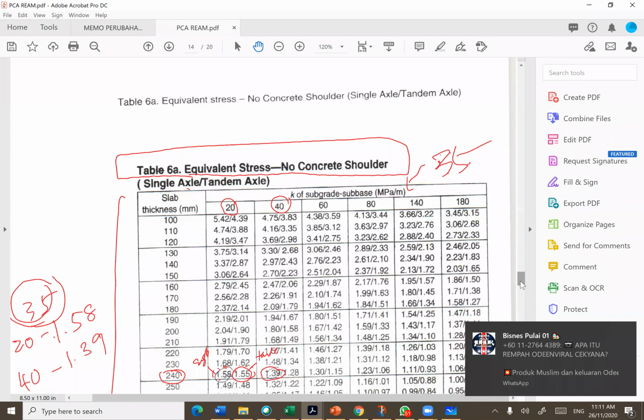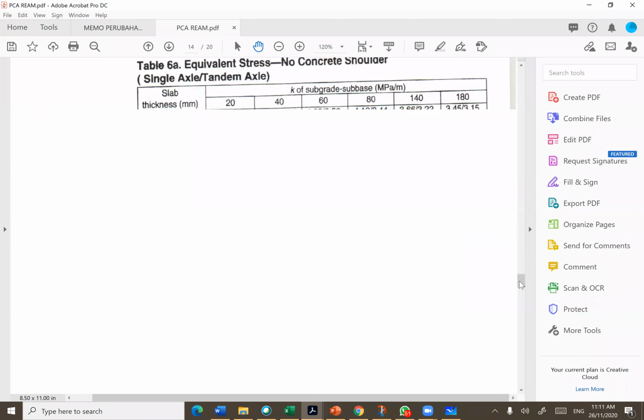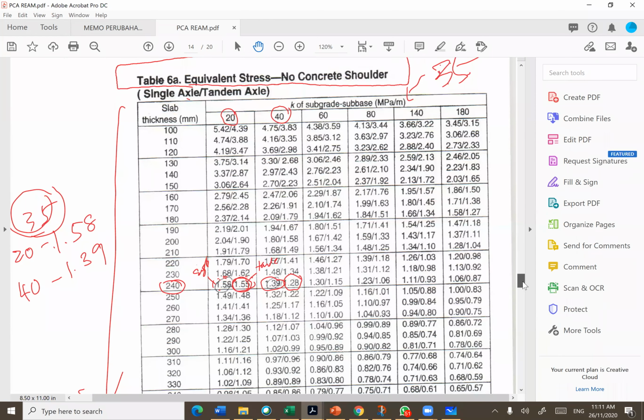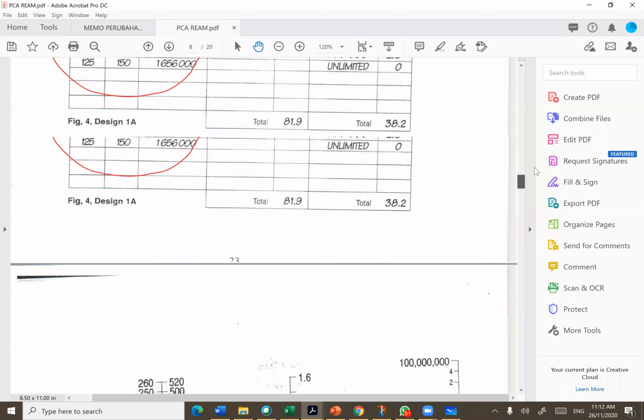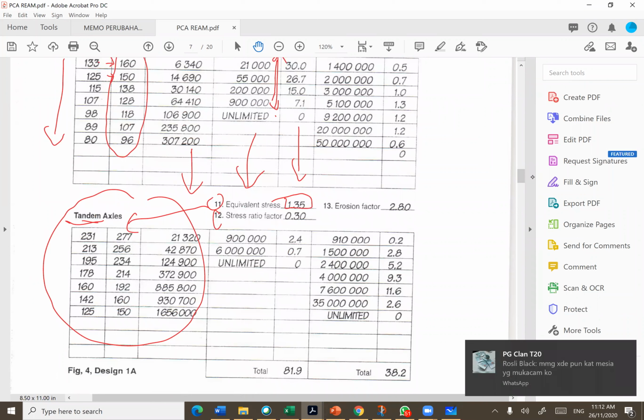Okay. So for tandem, we are using this value, right? 1.55 and also 1.28. Okay, 1.55 is for 20 and 1.28 is for 40. So what will be 35? If let's say it's 35 MPa per m, what will be the value? Okay. Alright. You do interpolation again and you should get roughly around the value here, right? Then you should get 1.35. Okay, so that's how you determine the equivalent stress.